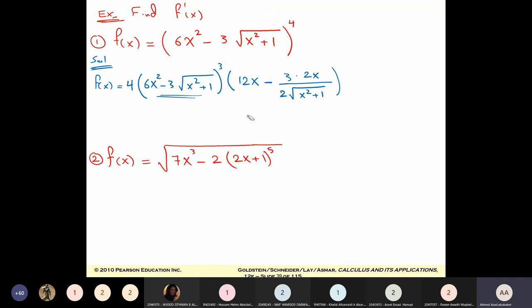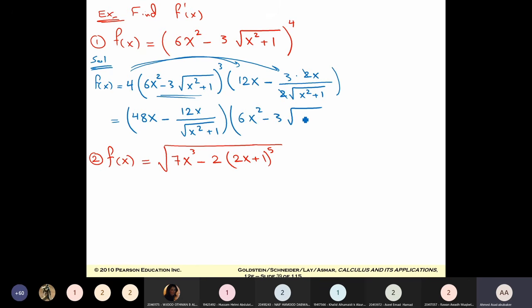Here we can remove 2 with 2, so we have in the numerator 3x over radical. After simplifying, we can also multiply 4 with 12 and 3. So we have 48x minus 12x over the radical x squared plus 1. All of these multiplied by 6x squared minus 3 multiplied by radical x squared plus 1, all to the power 3. Okay. Any question?